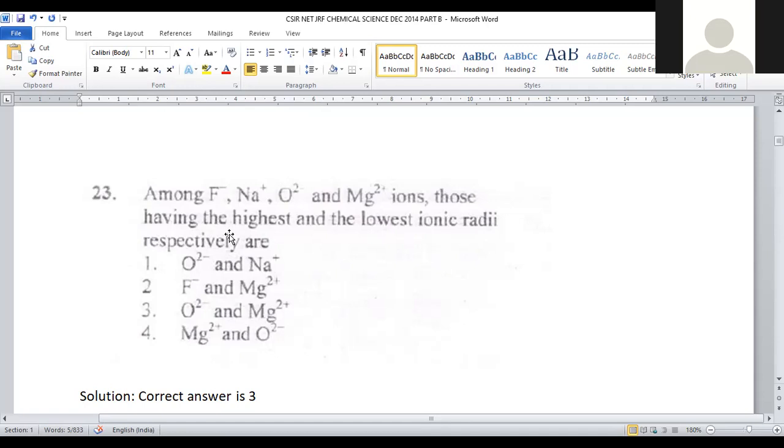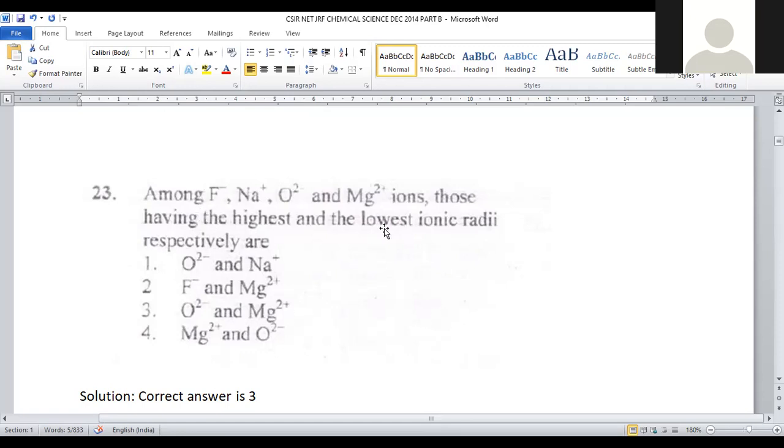If we consider a period, from left to right, what happens? Electrons will be added to the same shell. The number of shells will not be increased. Rather, the nuclear charge will be raised from one atom to another as we move from left to right. This gradual increase in the nuclear charge will strongly pull the electrons inside, so from left to right in a period, the size of the atom gradually decreases. In a group, there is an increase in the size of the atom; in a period, a gradual decrease in the size of the atom is possible.